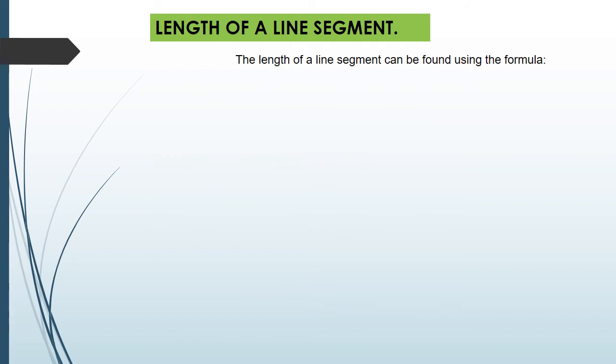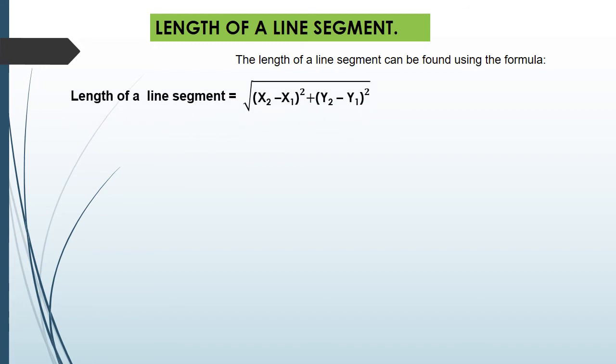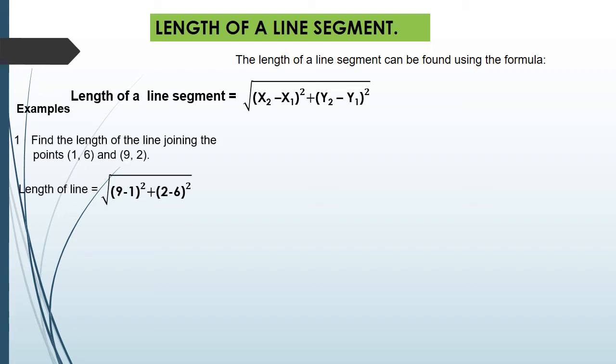Now the length of a line segment, how long the line segment is, or the distance between 2 points. This formula has been derived from Pythagoras theorem. We find the difference between our x coordinates, we square it. The difference between our y coordinates, we also square it. So for those 2 points, we have 9 minus 1, the difference between our x coordinates, we square. The difference between our y coordinates is 2 minus 6, we square.